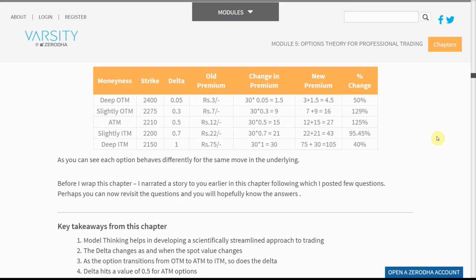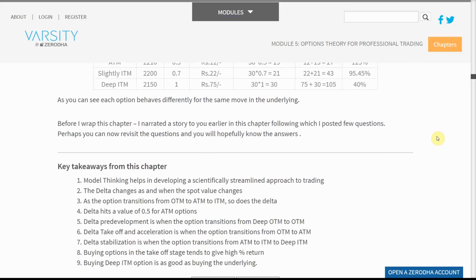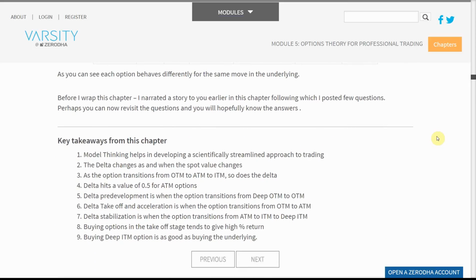As you can see, each option behaves differently for the same move in the underlying. Before I wrap this chapter, I narrated a story to you earlier in this chapter, following which I posed a few questions. Perhaps you can now revisit the questions and you will hopefully know the answers.